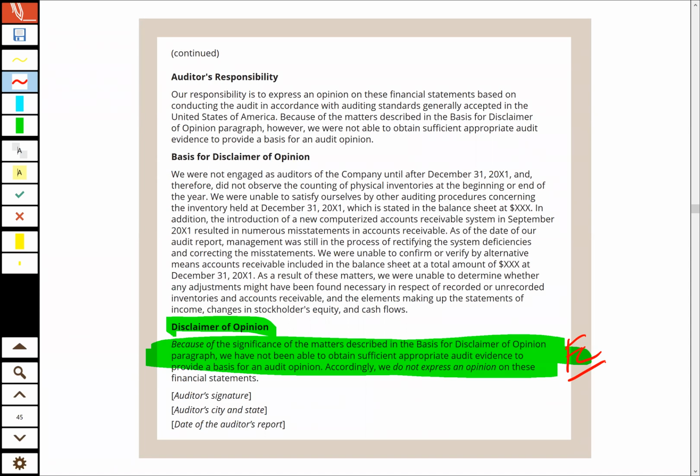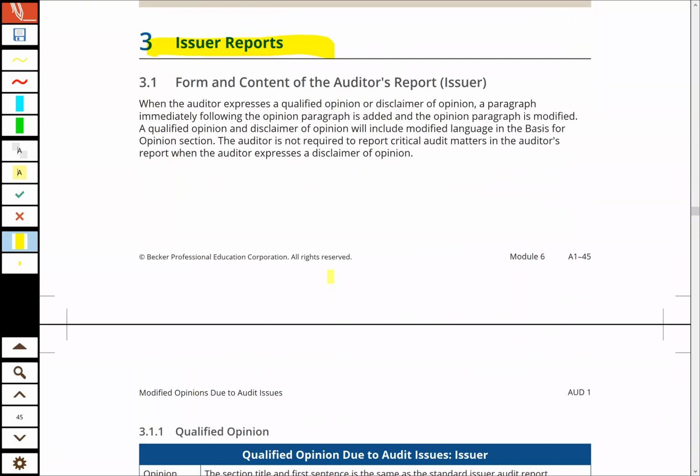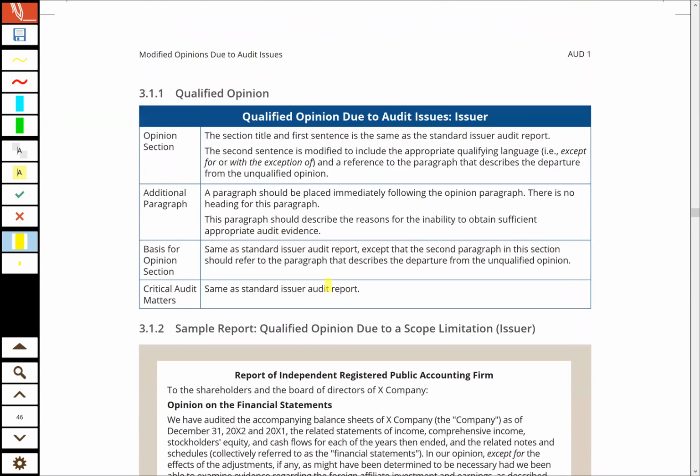Okay. All right, good. Let's go ahead and look at the issuer report for our GAAS qualification, our disclaimer, and then we're going to call it a night. Okay. But let's go ahead. We'll look at a multiple choice question, and then we're going to call a couple multiple choice questions, and then we're going to call it a night. Okay.